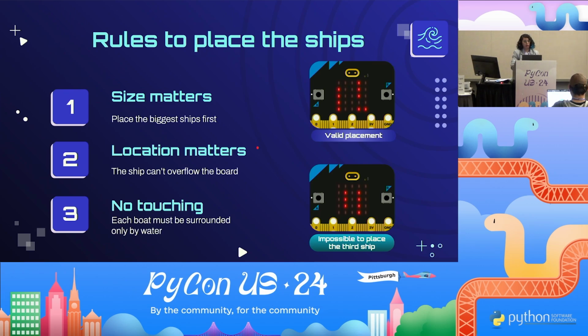The location matters, so you cannot put a ship on the edge of the board so that it would overflow to the right or to the left. And the ships must not be touching, so they must be surrounded by water. All the edges must be surrounded by water. And here's an example of a valid placement. And here it's impossible to place the last one because we don't have space here that would not be touching any of the other ships.